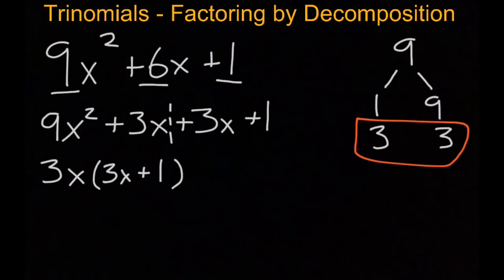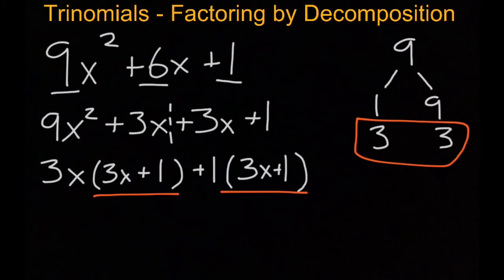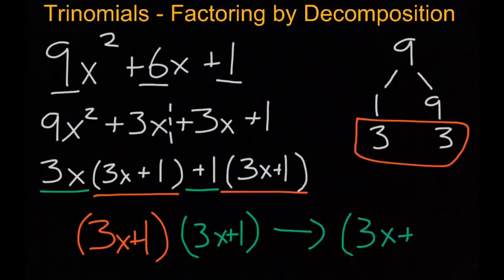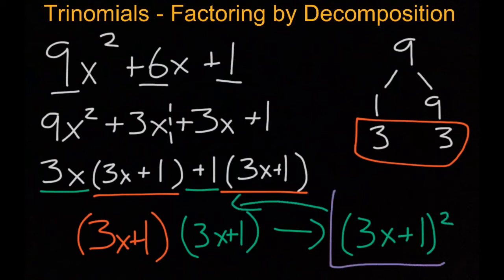For the second part, what can we factor out? We can't factor out anything, so we'll just put a 1 right there. So we're left with 3x plus 1 in this bracket. So what can we factor out from here now? We can take out the 3x plus 1 from both of these parts. 3x plus 1. And what we're left with is 3x and plus 1. So we can write it here. 3x plus 1. So we can simplify this to 3x plus 1 squared, since that's the same thing as this. And this is your final answer.